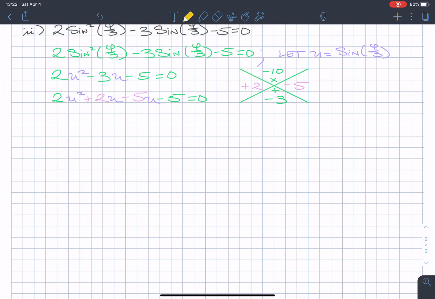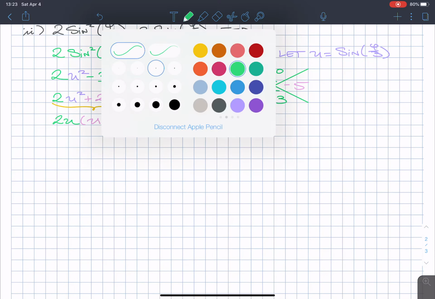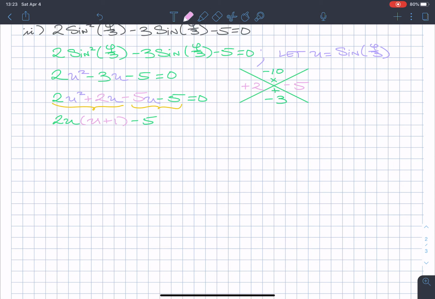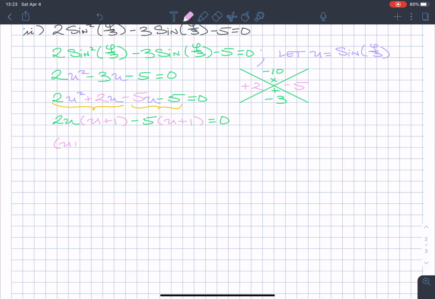Let's do this in yellow. So looking at the first 2 terms, it looks like there's a 2 and a u common. When I factor that out, I will have a u plus 1 remaining. Looking at the second 2 terms, I have a minus 5, and when I factor that out, I will have a positive u and a positive 1 remaining. So I have a factor of u plus 1 common to both terms.